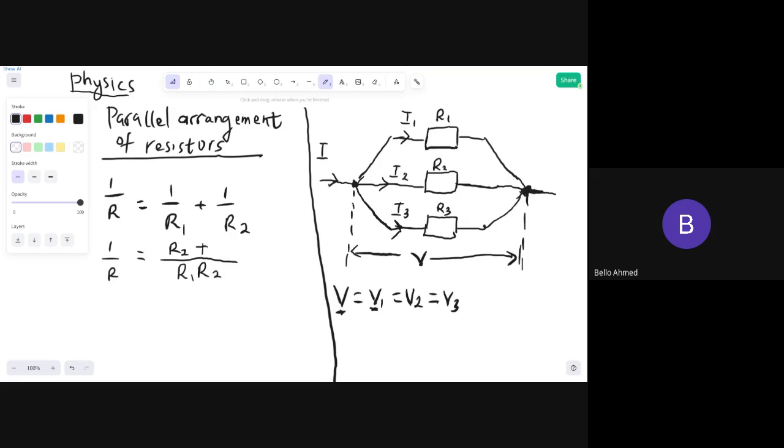Plus, R1 R2 divided by R2 we cancel this R2, and R1 times 1 is going to give me R1.